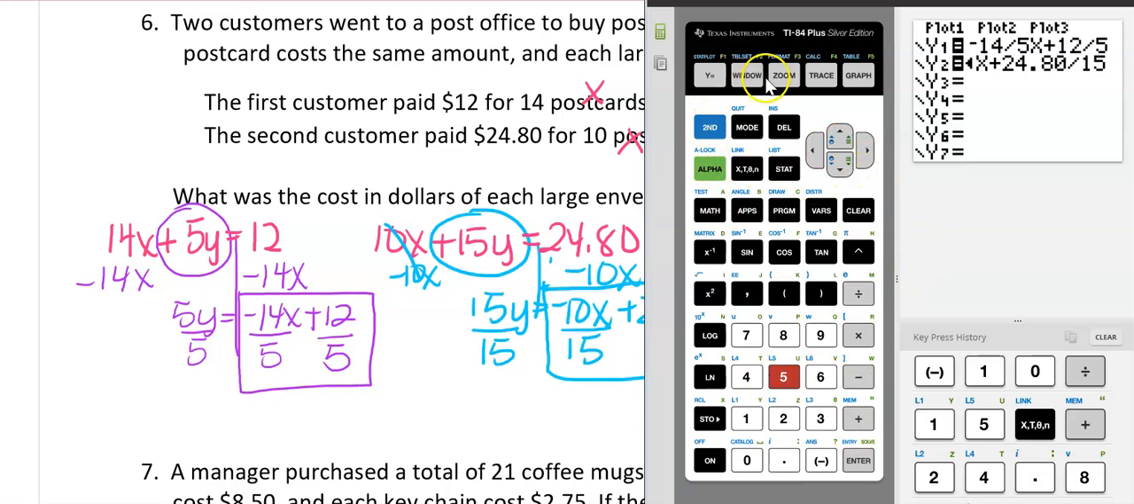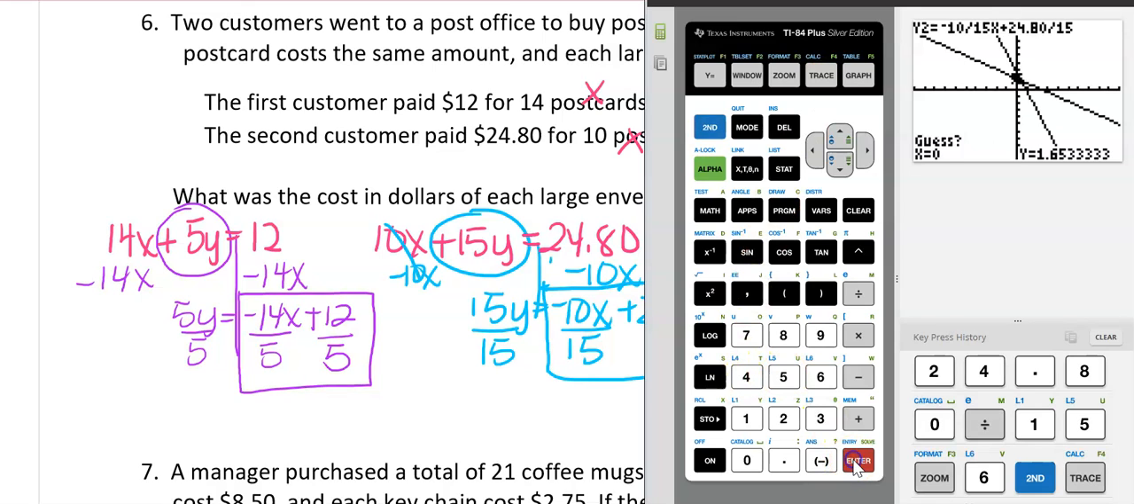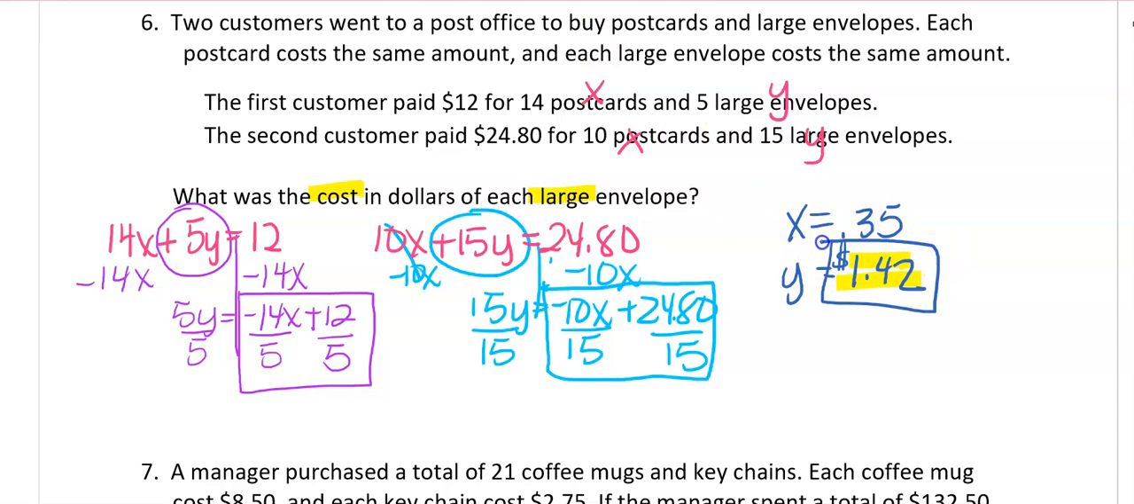And then I need to look at my graph. I see where they intersect, so I'm going to hit second, trace, 5, enter, enter, enter, and I have that x equals 35. So let me go write that down. X equals 0.35 and y equals 1.42. And it wants to know cost of each large envelope, and that would be my y value. So each large envelope cost $1.42. That would be what I answered on my multiple choice problem.